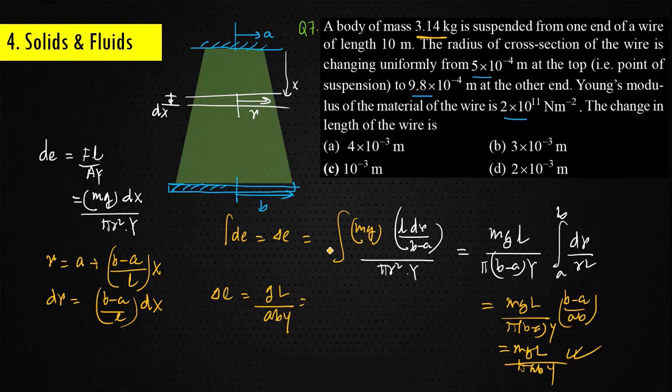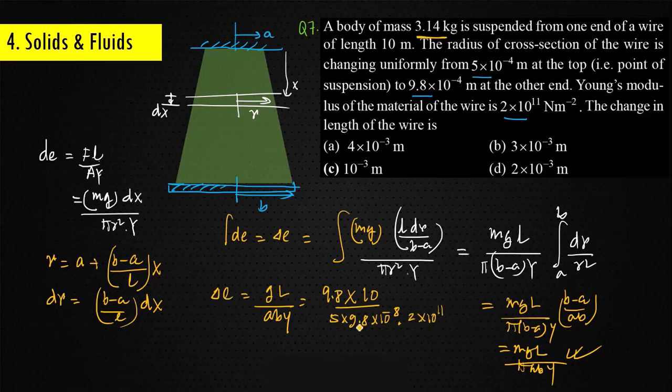What is G? If I take the value as G equals 10, and G is not 10, I take it as 9.8. The length is given as 10 meter. Now A and B: A is given as 5 and B is 9.8. So 5 into 9.8 into 10 to the power minus 4, which means minus 8, into Y. Young's modulus is 2 into 10 to the power 11. So that is our answer.